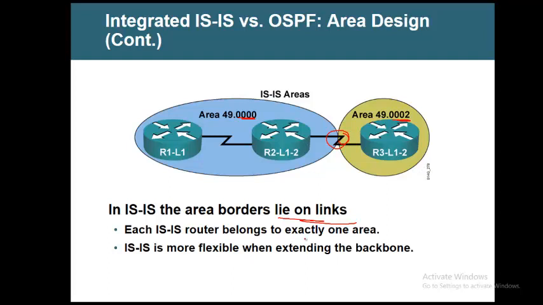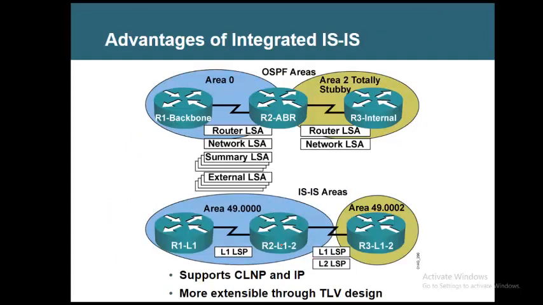Each ISIS router belongs to exactly one area. There are no two areas. No router is a member of two areas. ISIS is more flexible when extending the backbone, meaning when you extend L2s, this is more efficient. Advantage of integrated ISIS. See the difference between OSPF and ISIS. This is one of the reasons, an important reason why I like ISIS.